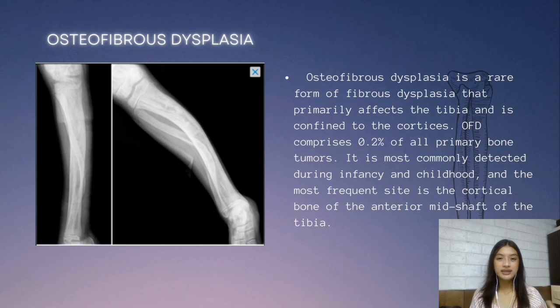One of the cases is the osteofibrous dysplasia that affects the tibia and is confined to the cortices. Tibial bowing especially refers to bowing of the diaphysis of the tibia with the apex of the deformity. As we can see in this X-ray, the lower leg was bowed, meaning bent.